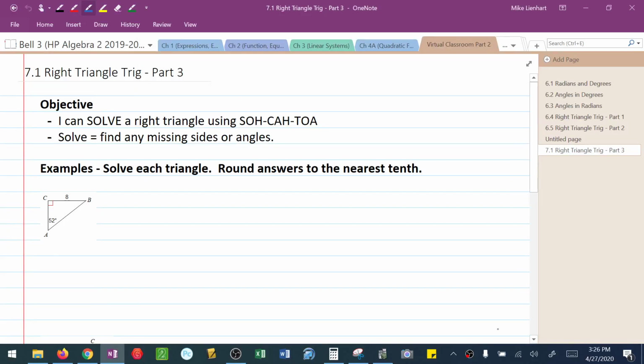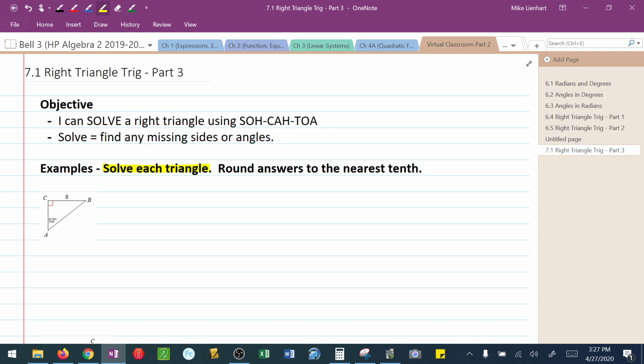Okay, this video is putting together all that we've learned about finding missing sides or missing angles in right triangles. We know to solve a right triangle, we can use SOH CAH TOA to set up trigonometric ratios and then solve those ratios to find any missing sides or angles. What we're focusing on today is this idea when they say solve a triangle. What does it mean to solve a triangle?